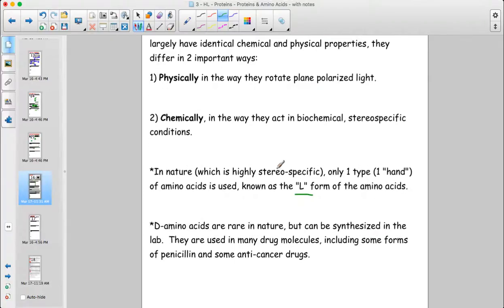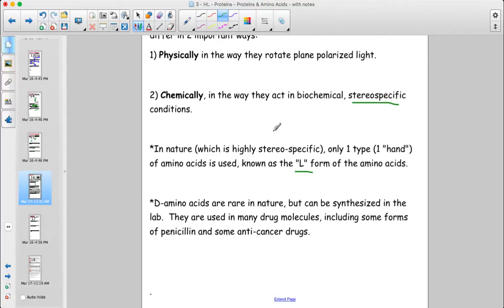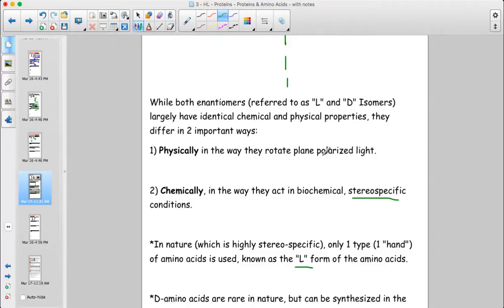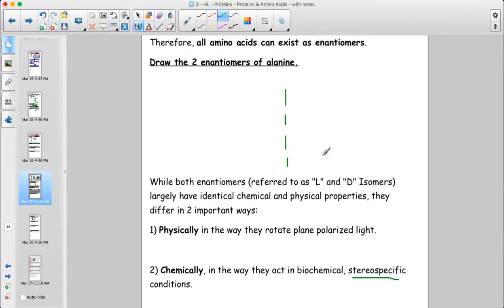And that's important because your body is incredibly stereo-specific, and having the right hand, right? Well, your left hand only fits into your left glove. And the same thing goes for amino acids: only the left-handed version is going to bind up properly with certain substrates. If it's in an enzyme, for example, the body is incredibly specific. The reactions that it undergoes are very stereo-specific, and so this L kind is going to be found in our bodies. The D kinds are pretty rare in nature, but they can be made, and they are used in certain drugs and things like that. But for the most part, only one type of amino acid shows up in our bodies.